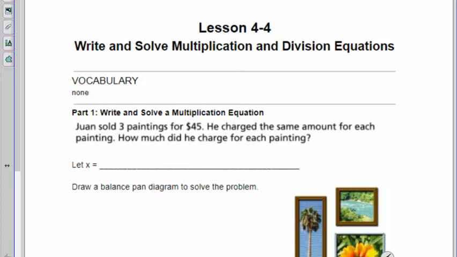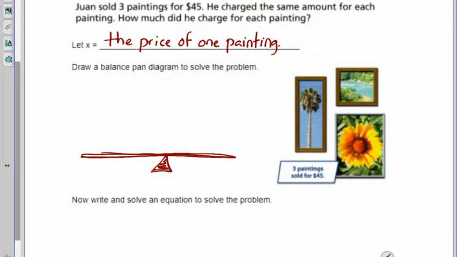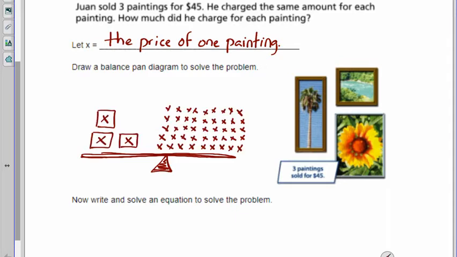Juan sold 3 paintings for $45, and he charged the same amount for each painting. We want to know how much he charged for each of the paintings. Let's define our variable and then draw a pan balance. We're going to let x equal the price of one painting. And we know that 3 paintings were $45. So I have 3 x's, 3 of the paintings on the one side, and I have $45 in the form of 45 x's on the other.